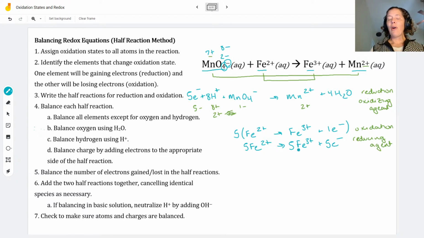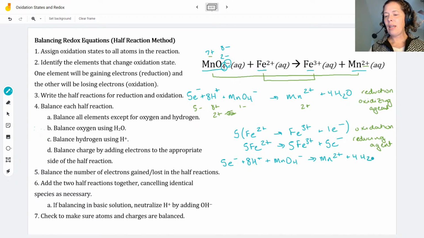Okay, now I want to add my half reactions together, and because I multiplied through by 5, I'm just going to rewrite my manganese half reaction a little bit closer so it's easier to add in. So I'm just going to take this manganese half reaction and put it right underneath here. Sometimes it's easier to rewrite after you've worked these half reactions, not only so that it's neater, but so that it's easier to see anything that you maybe need to simplify or cross out.